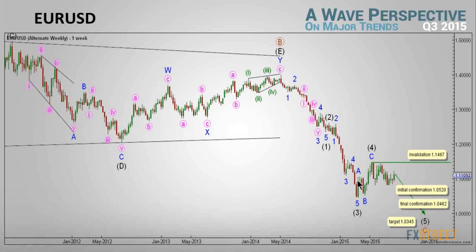Which unfolded as a zigzag labeled waves A, B, and C blue. Our confidence in this count will start to increase by movement below 1.0520, and the final confirmation point, which would increase our confidence dramatically, is by movement below 1.0462. We should expect euro-dollar to continue downward and find support near 1.0345, as at that level wave C maroon will reach equality with wave A maroon.